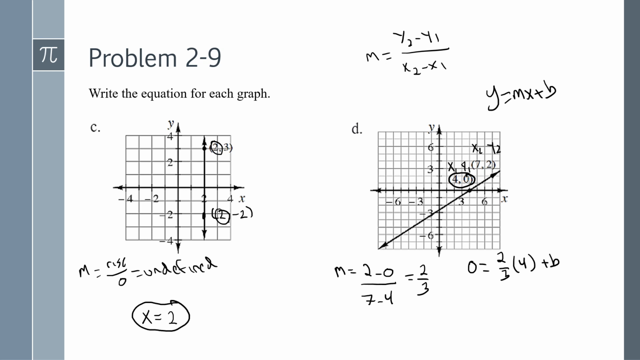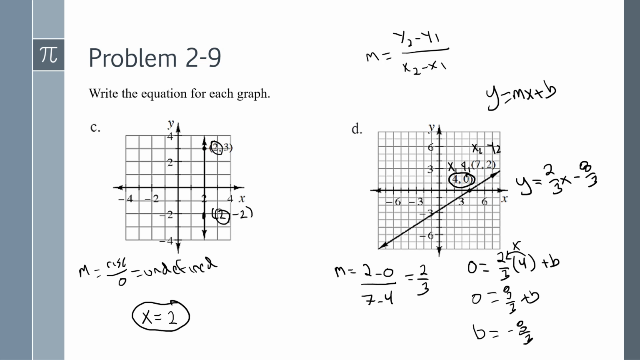When I multiply fractions, you always multiply the top by the number I'm multiplying the fraction by. That number gets multiplied by the numerator. So multiply those together. 2 times 4 is 8/3. So to get b by itself, we can subtract. So 2/3 and 8/3 are not nice numbers, so we always leave it in fraction form. So my equation is y equals 2/3 x minus 8/3.